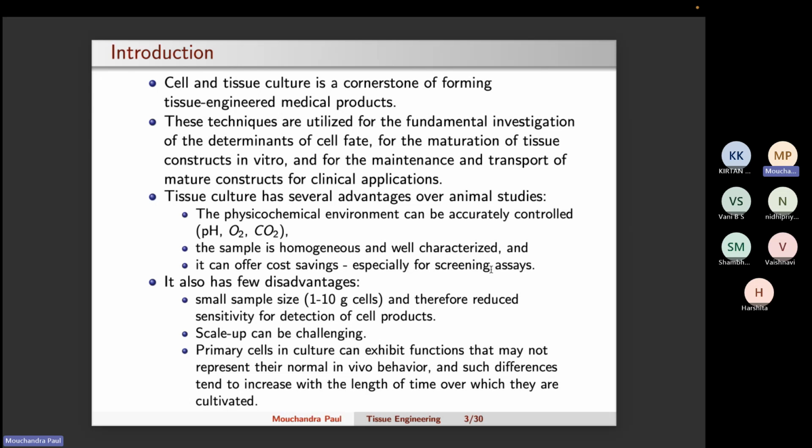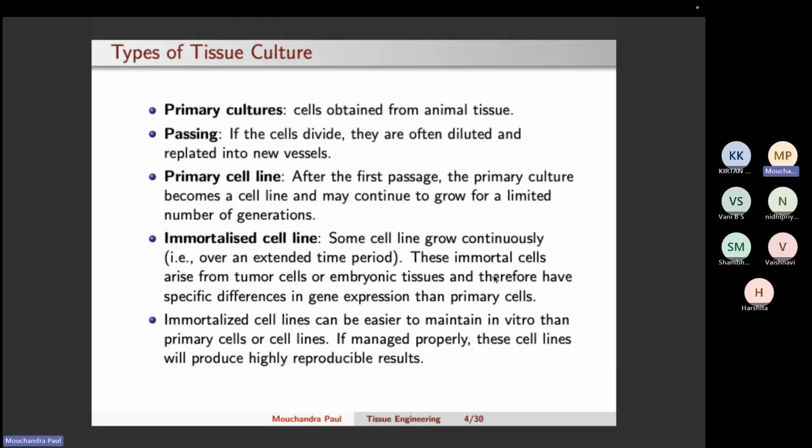The sample size is very small, as you're dealing with a very small number of cells. Scale up can be challenging. Primary cells can exhibit functions that are not present in vivo. Also, their functions or morphology can vary over the length of time over which they are cultivated. So the cell behavior can change over time when you are culturing using tissue culture techniques.